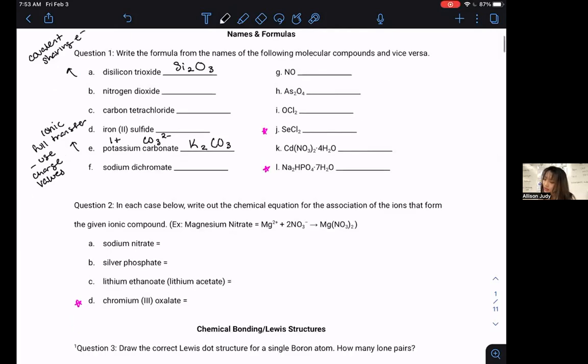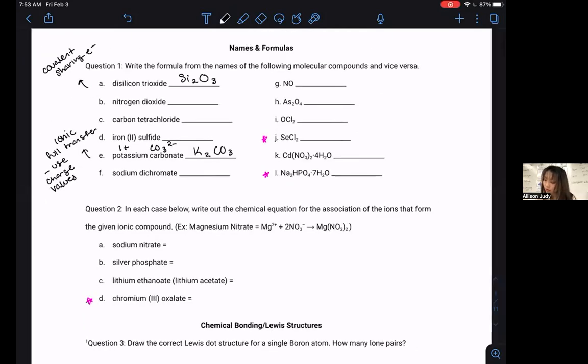And then of course you're asked to think backwards. So here we have selenium. That's our first element, our more positive element usually. And by the way, it will usually become our central element, the element that's in the middle and everything else is coming off of it. Selenium. Chloride. Selenium dichloride.